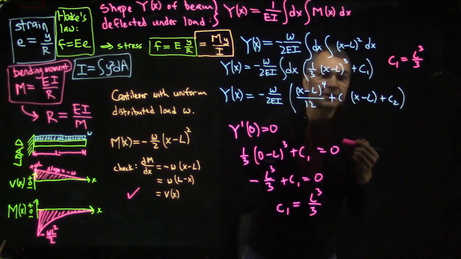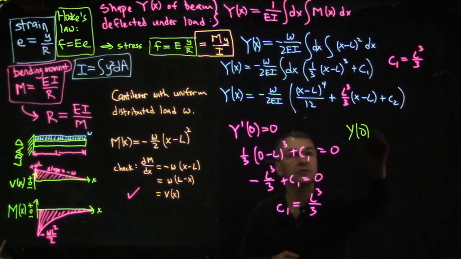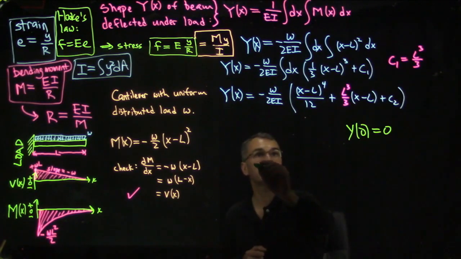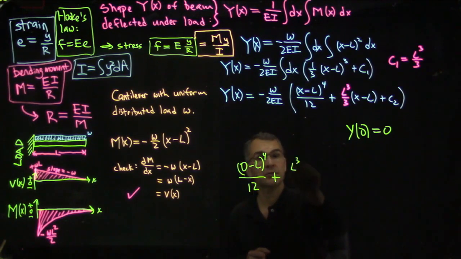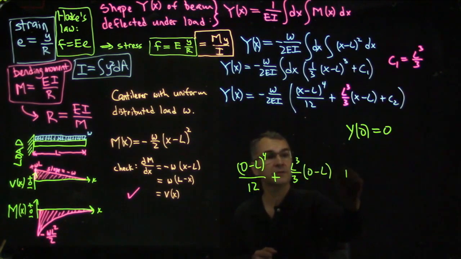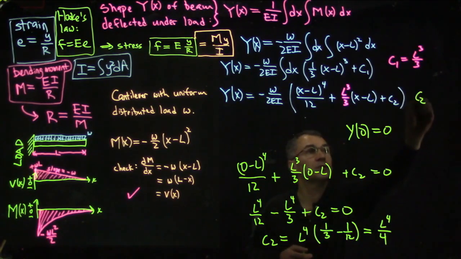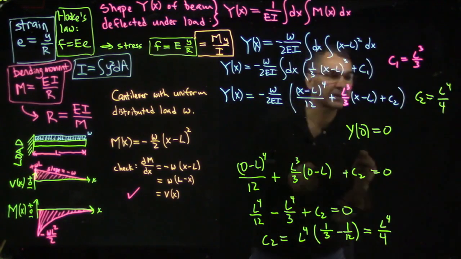Then we can just write that in here. Then we want to say that y of 0 equals 0, since the fixed end of a cantilever has 0 deflection. Also, any point which is supported on a beam has 0 offset. So that gives us (0 minus L) to the 4th power over 12 plus L cubed over 3 times (0 minus L) plus C2 equals 0. So keeping C2 on this side, I can move this over to the right and it becomes positive, and I can move this over to the right and it becomes negative. So I have L to the 4th, 1/3 minus 1/12. This is 4/12 minus 1/12 is 3/12, which is a quarter. So we have C2 is L to the 4th over 4. So then we can just write that in here.